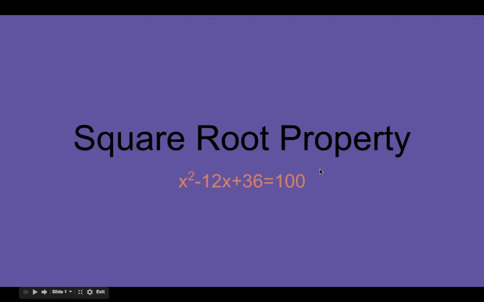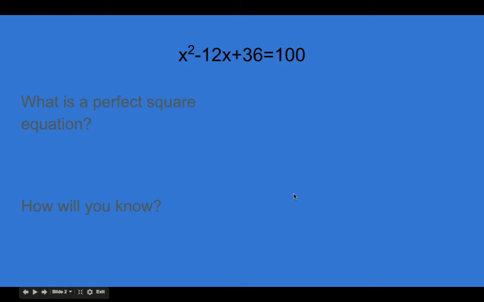Alright, this is how we will solve a quadratic equation using the square root property. In this example, our quadratic equation is going to be x squared minus 12x plus 36 equals 100. In this case, when using the square root property, it is okay that our quadratic equation does not equal 0.